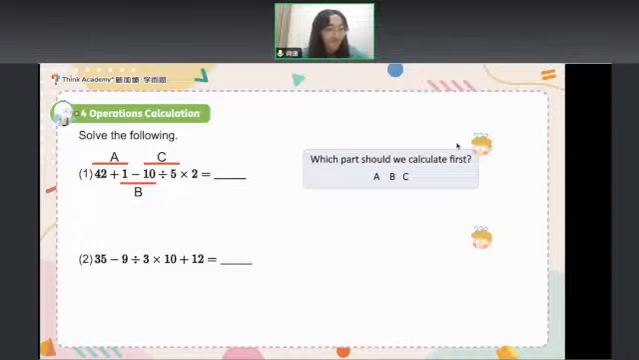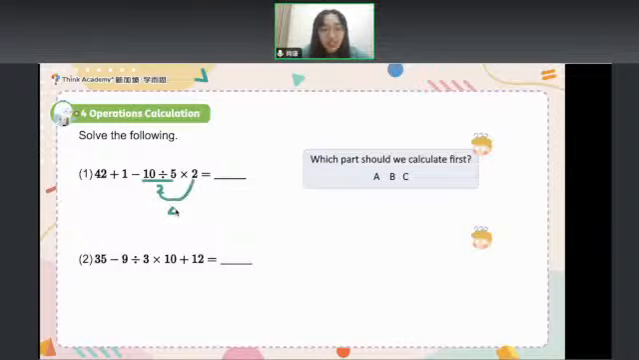Which one? Where should we start from? Where? Correct. I see that some students choose B, some students choose A. Which one? Yes, okay. So you see that we need to start from C because you can see division here, right? So now let's follow the rule. 10 divided by 5, you will get 2. And then move on. 2 times 2, that is 4.